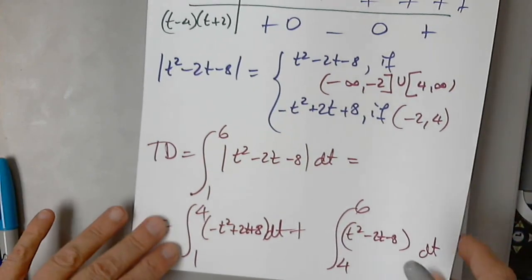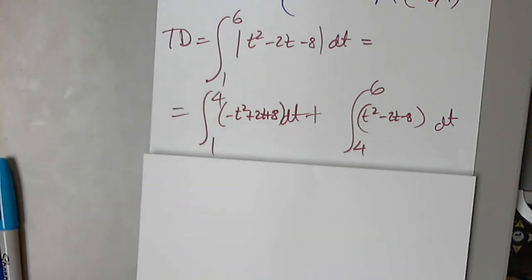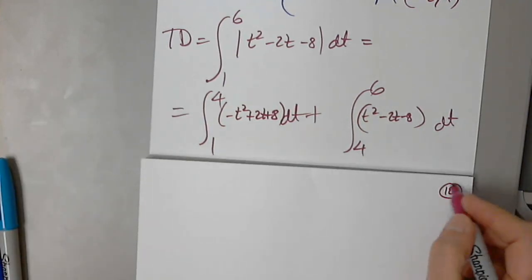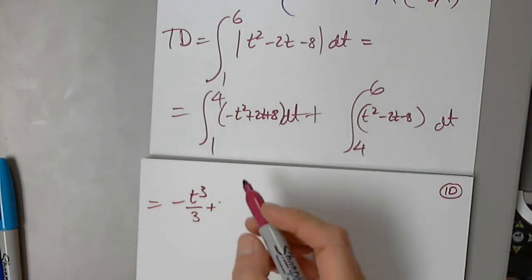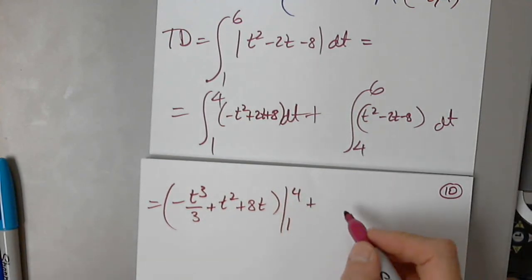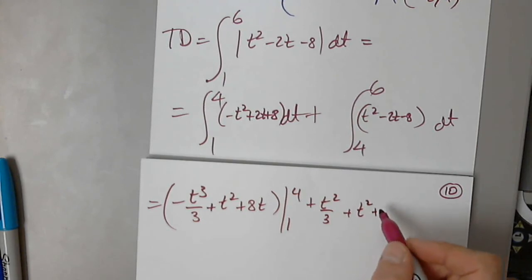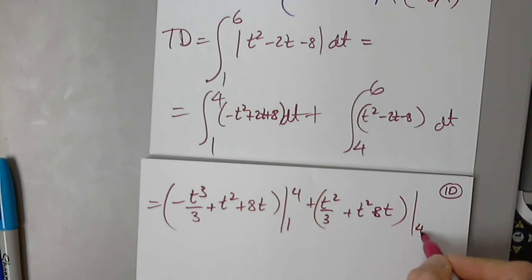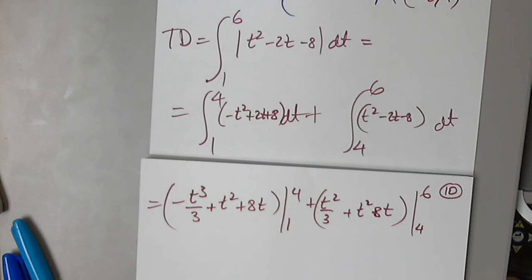So let's determine, till we find the antiderivative, and then plugging in those numbers again is not an easy task. So negative t cubed over 3 plus 2t squared over 2, let's say t squared, and 8t from 1 through 4, and t squared over 3 plus t squared, no, I'm sorry, it's negative, from 4 to 6. I looked at this by mistake, sorry. So t cubed over 3, that's correct, but then minus and minus.